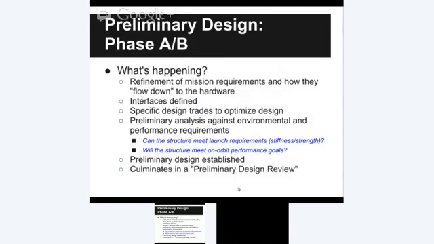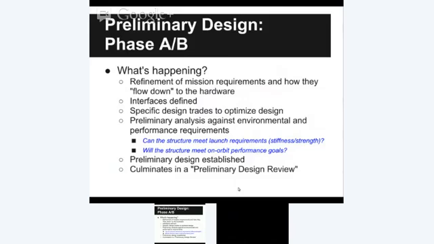And then you do some specific trades to start to optimize your design, because you're starting to get a little more information on what your detailed requirements are. You can start doing that. And you'll do some preliminary analysis against the environmental and performance requirements. So you're looking at really basic things like, can the structure meet the launch requirements in terms of strength and stiffness, what the loads are that are going into it from launch, and then will the structure be able to meet on-orbit performance goals? When you see the changes in temperature, when you see dynamic excitation from the solar arrays moving, that sort of thing, are you within your budgets there? And that's when your preliminary design is established.